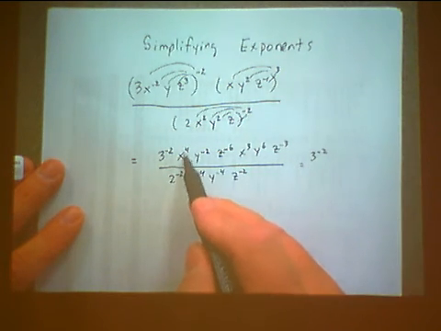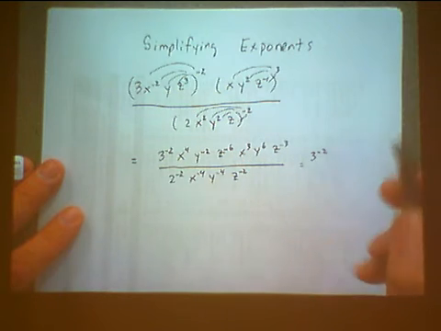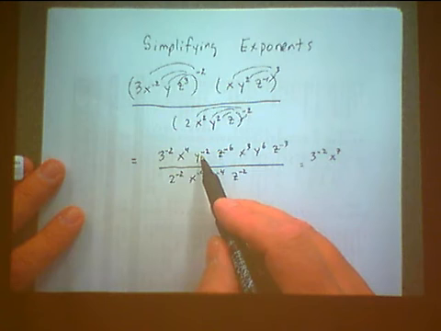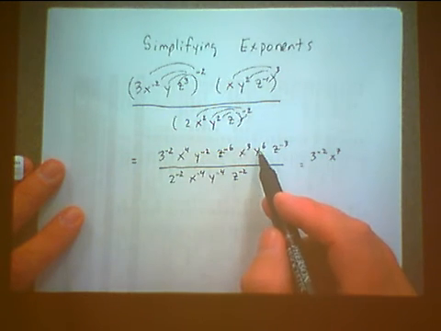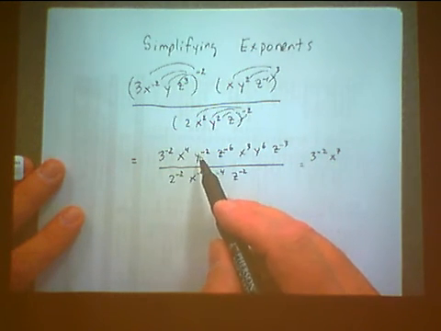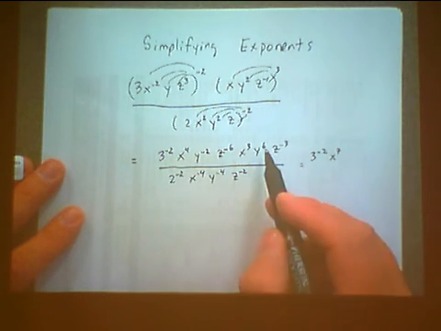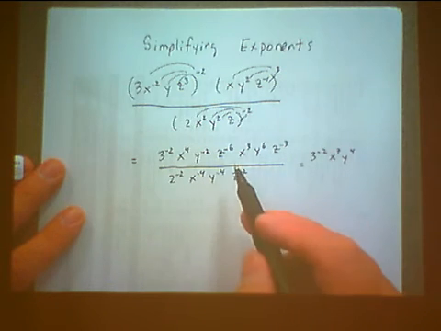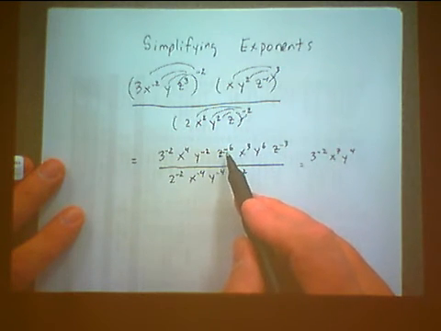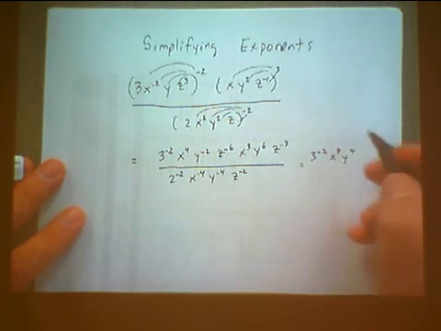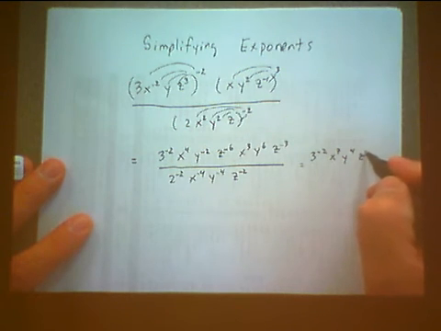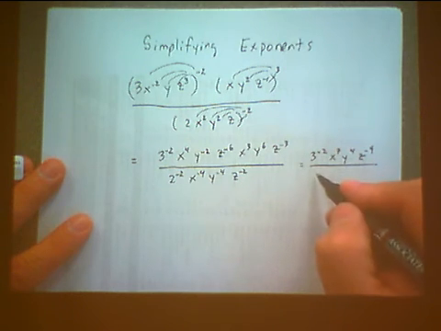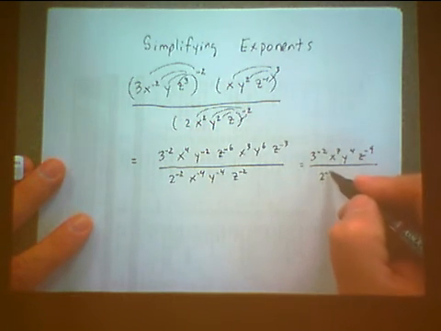In the numerator, I have x to the 4th times x to the 3rd. That's x to the 7th. I have y to the minus 2 times y to the 6th. Product rule says multiply 2 exponents, same base, you add the exponents. That's going to be y to the 4th. And for my z's, z to the minus 6 times z to the minus 3. Add those exponents, z to the minus 9. And for now, I'm going to just leave this denominator.